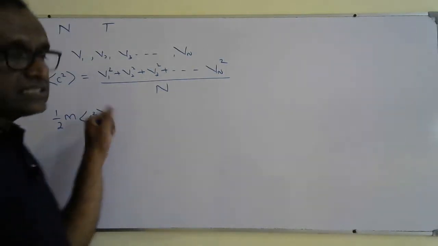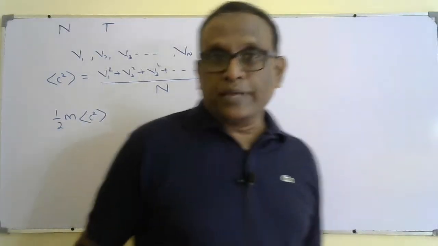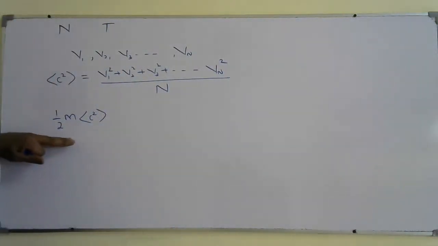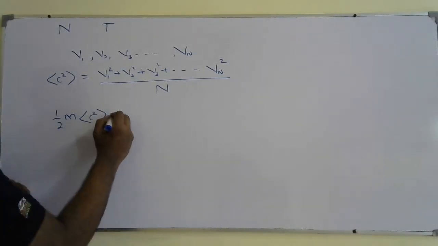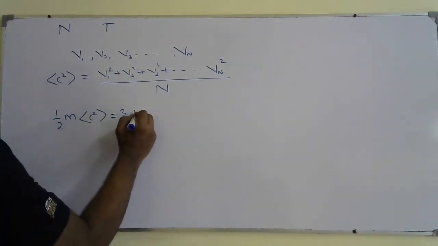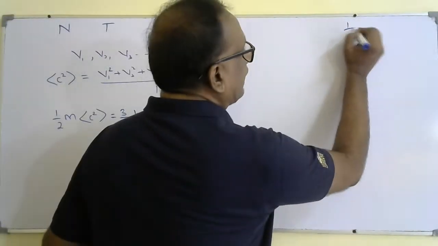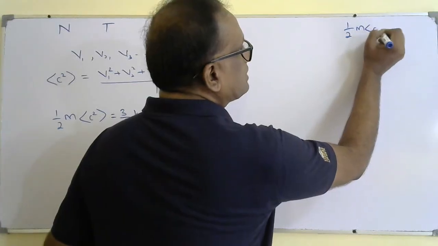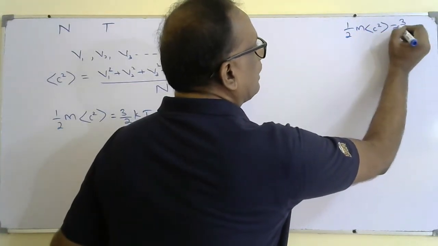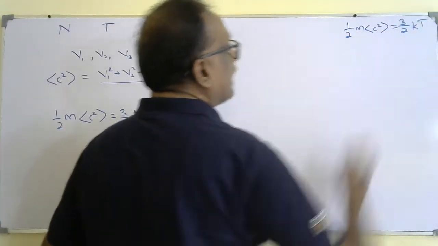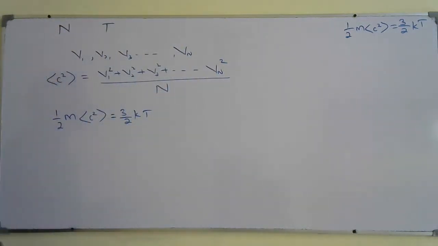This is the average of the square. So mean square speed is the average. When we calculate the mean average kinetic energy of a molecule, half into mass of a gas particle or gas molecule into mean square speed, that is equal to 3 by 2 kT. So this is the first equation we got in gas laws. Half mc squared equal to 3 by 2 kT, that is the average kinetic energy of a gas particle.